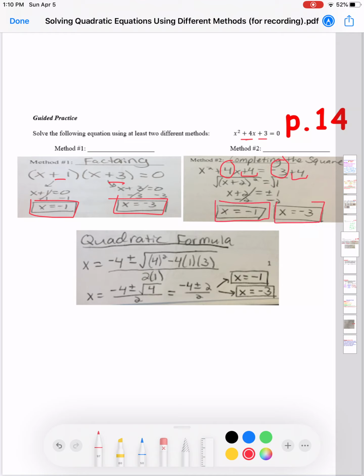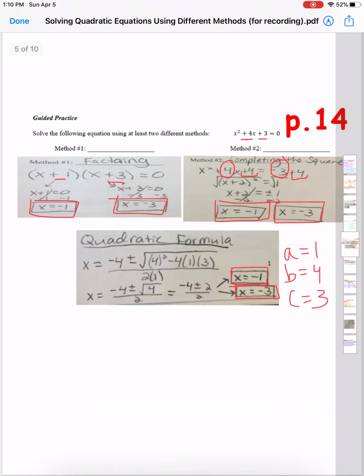So the same answers. For the quadratic formula, you would have identified that your a value was an invisible 1, your b value is +4, your c value is +3. Substituting those into the quadratic formula and simplifying would have still given you -1 and -3. So again, notice that no matter which of these methods you chose, you should have had the same answer.